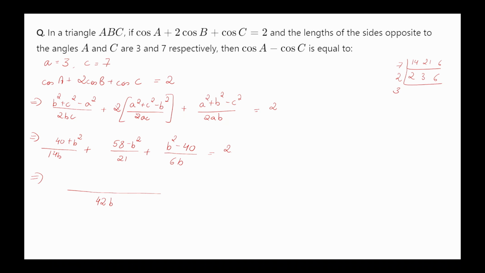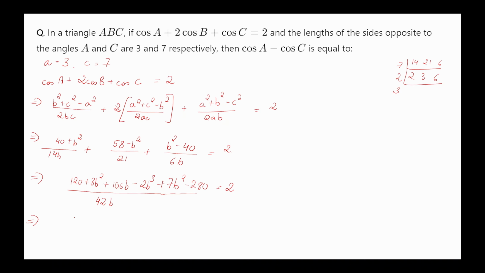So here I would have 14 3s are 42, so this would become 120 plus 3B square. Plus here I would have 2B, so this would become 58 into 2, which would become 106B. Minus here I would have 2B, so this would become 2B cube. Plus here I am going to have 7 6s are 42, so I have 7B square. Minus 7 4s are 28. This is equals to 2.